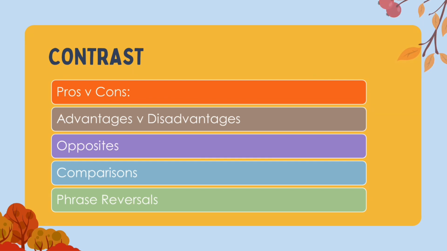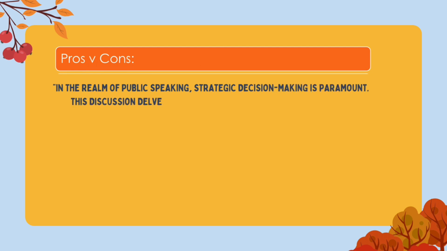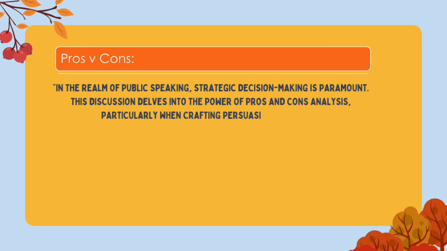Let's start out with pros and cons. Pros and cons demonstrates fair analysis, building your credibility. Present the cons first to give them their due, but follow up with more robust pros. Use clear organizational cues like first and on the other hand to help the audience follow.